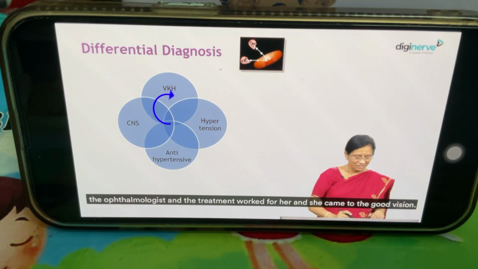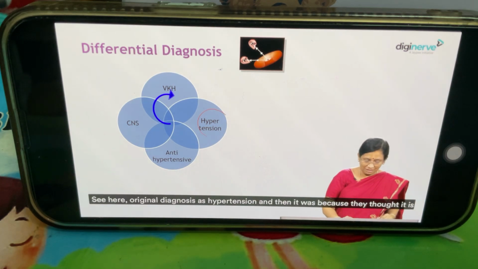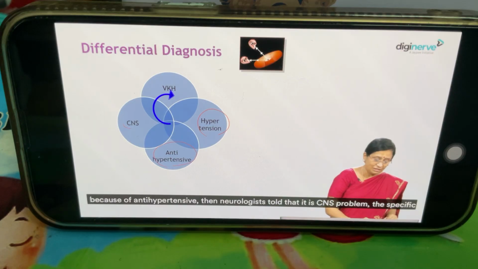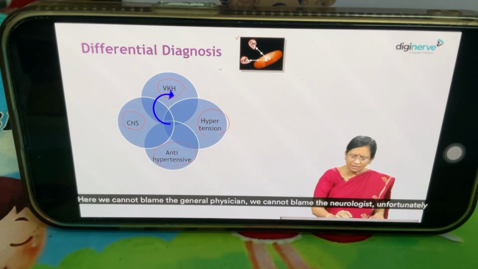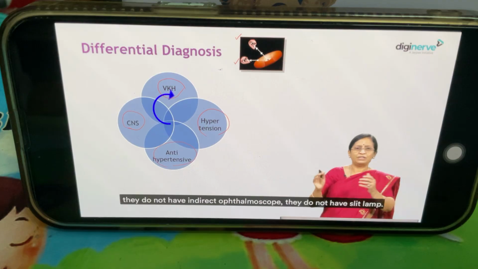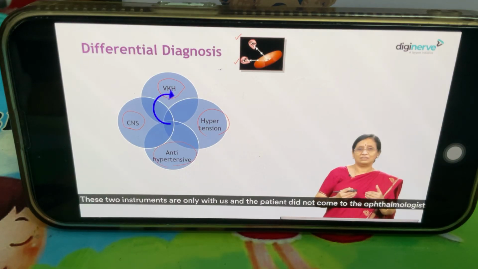See here, the original diagnosis was hypertension, and then they thought it was because of the antihypertensive. Then the neurologists told that it is a CNS problem. The specific diagnosis was derived only after slit lamp examination. Here we cannot blame the general physician, we cannot blame the neurologist. Unfortunately, they do not have an indirect ophthalmoscope, they do not have a slit lamp. These two instruments are only with us. And the patient did not come to the ophthalmologist first.